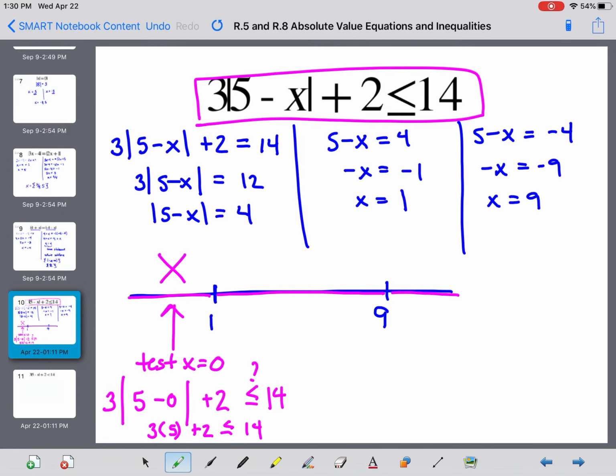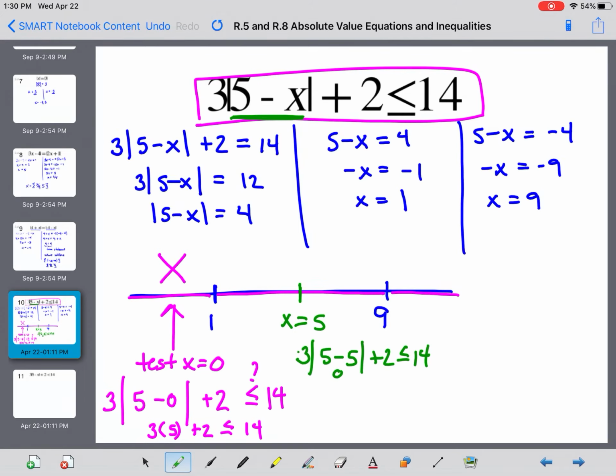You can pick anything you want. You can pick 1.1. You can pick 2, whatever you want. I might pick 5 if I'm just trying to be a little bit clever with my equation because I notice I'm going to get 0 there, and 0 is pretty easy to work with. So I'm going to choose x equals 5 for my test. But again, pick anything that's bigger than 1 but less than 9. So plug it back into that original inequality.